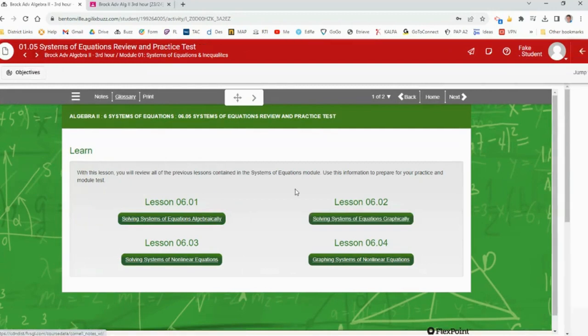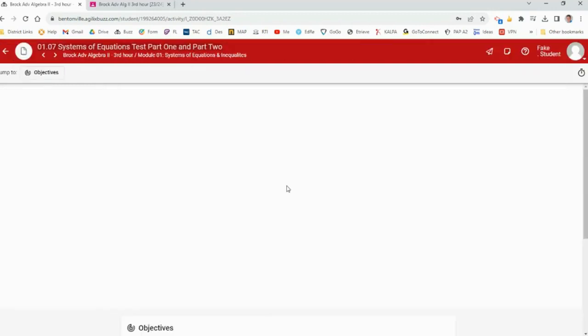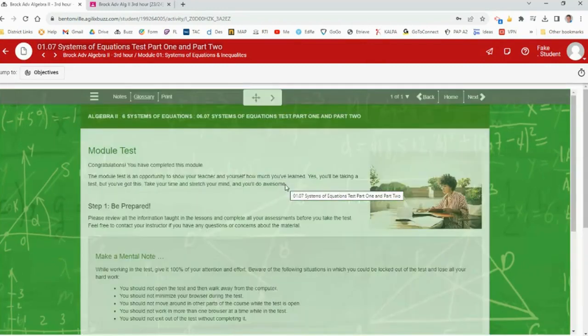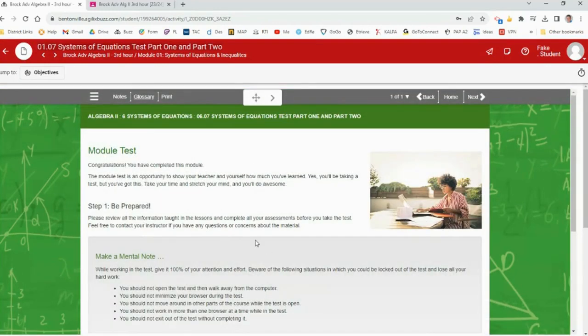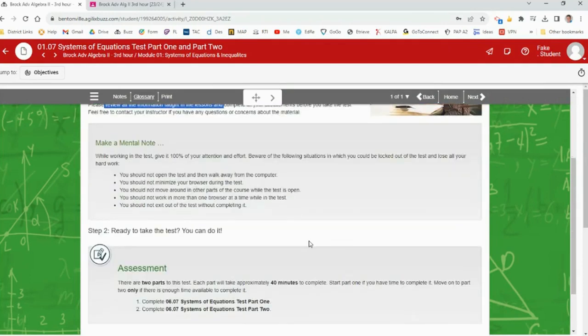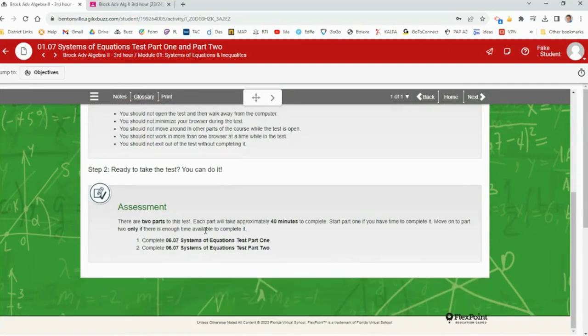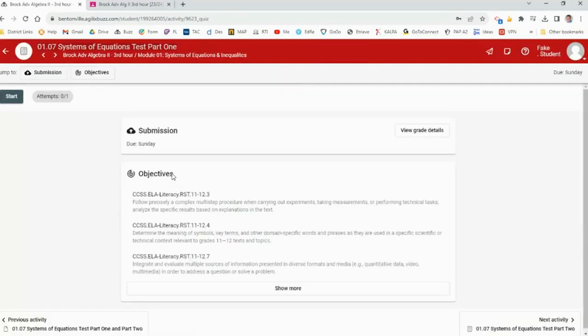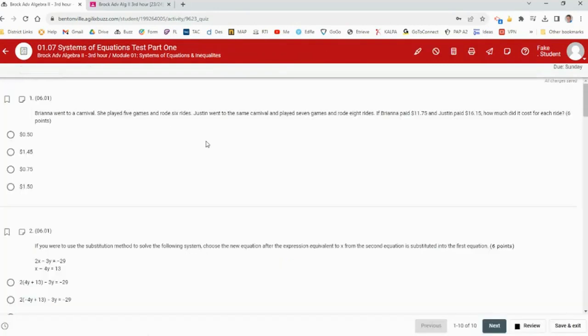So looking at our exam for this week, there's 2 parts to it, part 1 and part 2. We're going to review them here. These are the instructions, and congratulations, you've completed the module. So please review all the information taught in the lessons. Complete all your assignments before you take the test. Make a mental note, give 100% of your attention. Don't be trying to do 2 or 3 things while you're taking the test, because this counts. There's 2 parts. Let's look at part 1. It says 1 attempt, so this is not something you can take over and over again.